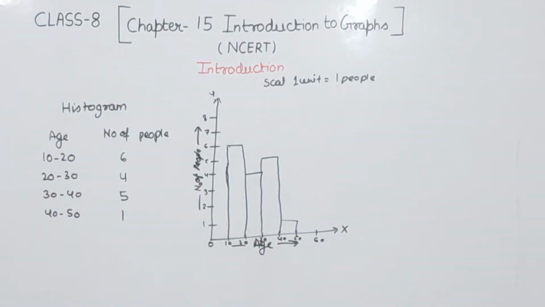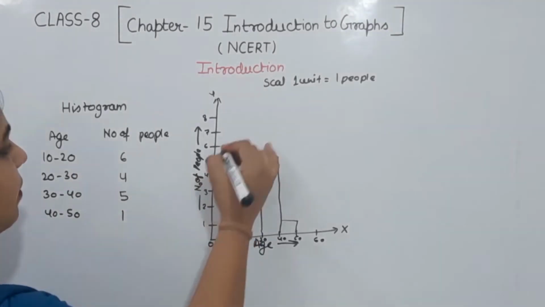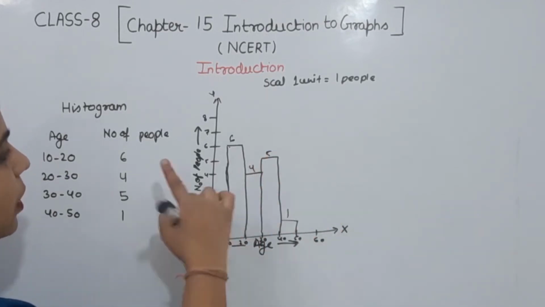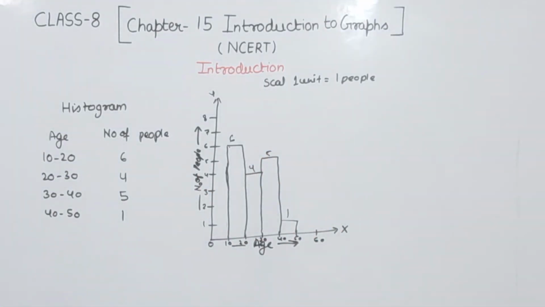We have shown this on the graph. Now we are going to write the values, or the number of people we have. This one is representing 6, 4, 5 and 1. So this is the histogram. This way we can represent the data on a histogram.